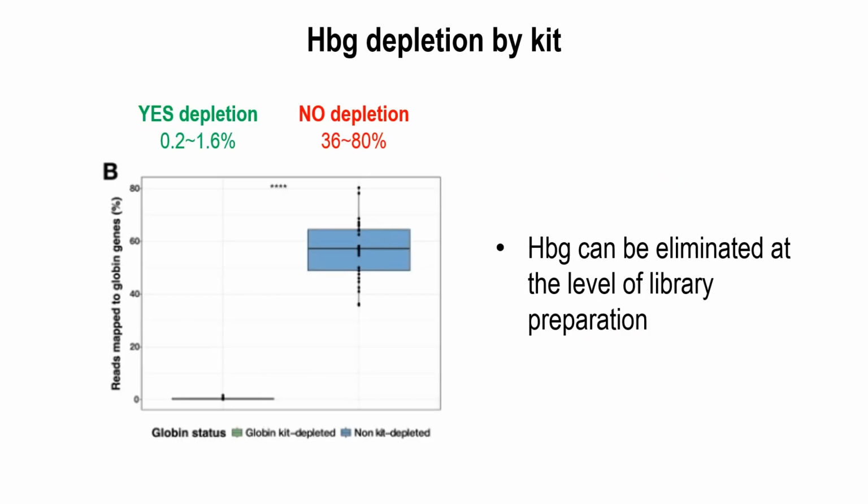One way we can deal with the problem of high expression of hemoglobin is by depleting the hemoglobin using a kit prior to sequencing. The authors have shown in this paper, in the box plots, that when we use a kit, we get effective depletion of hemoglobin to around 0.2 to 1.6% of the total population, while when they did not use the kit, there was a shocking 36 to 80% of RNA populated by globin.